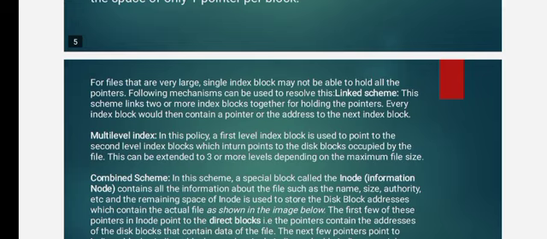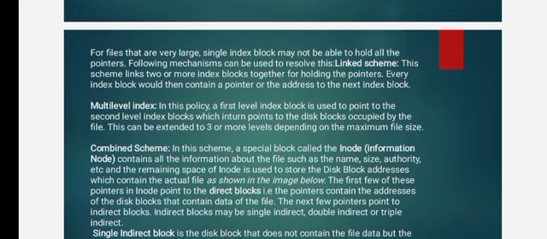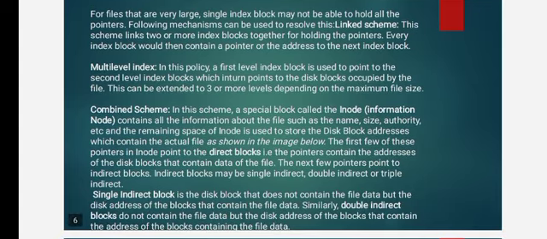Here is what is meant by indexed allocation in detail. For files that are very large, a single index block may not be able to hold all the pointers. The following mechanisms can be used to resolve this: linked scheme, multi-level index, and combined scheme.